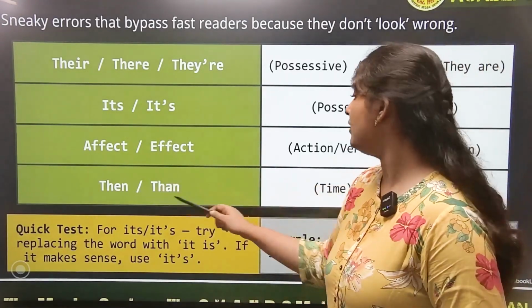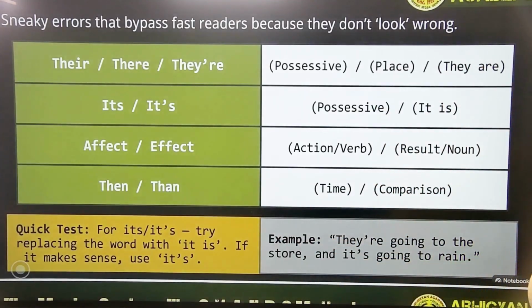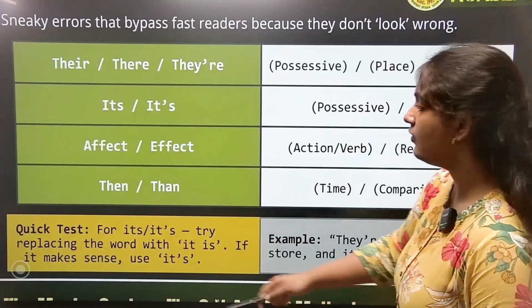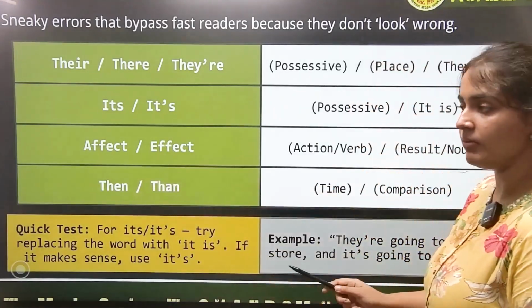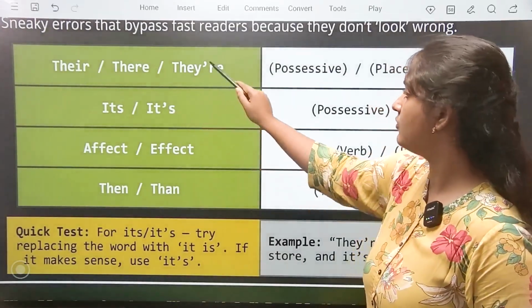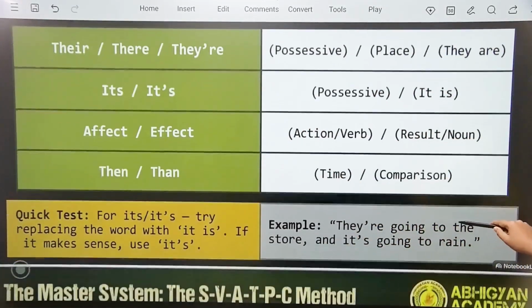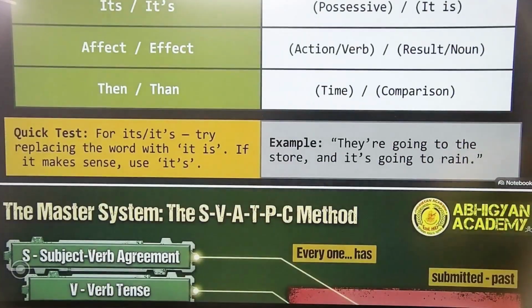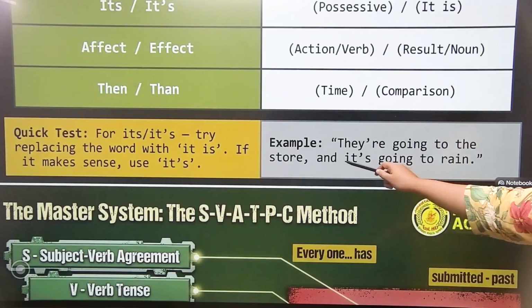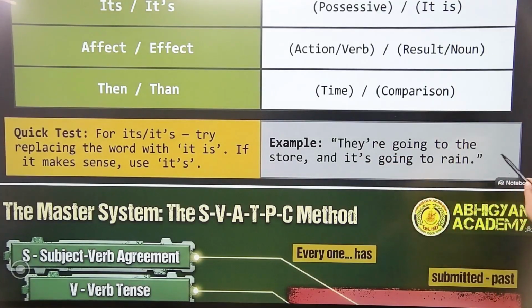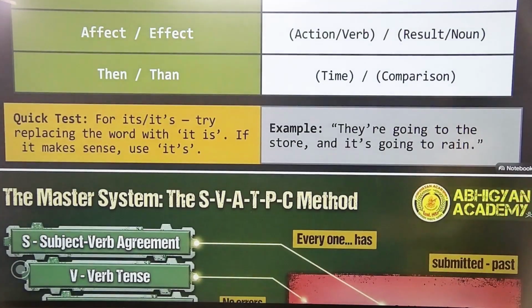Then and than. Then is about time. Than is comparison. She is taller than her brother. I will meet you, then I will go there. That's the main difference. The main thing you have to be careful about is this punctuation. They're going to the store and it's going to rain. If you expand it, it is going to rain. If it makes sense, then it's correct.